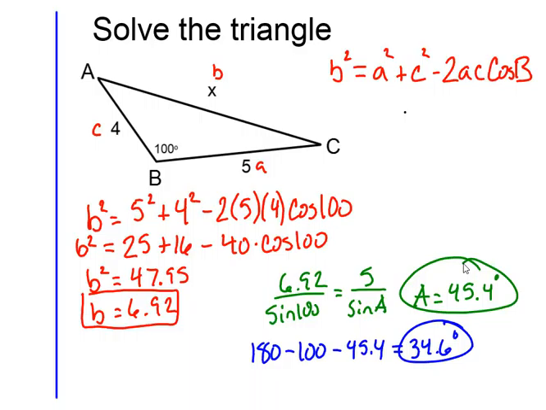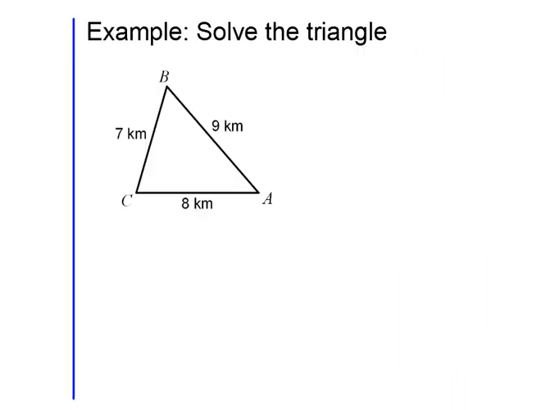You can use law of sines then to find another missing angle, and then use the fact that 3 angles in a triangle add up to 180 to find the last one. In this situation, I have a triangle that has 3 sides given but no angles given. The goal is to try to figure out all the missing angles.